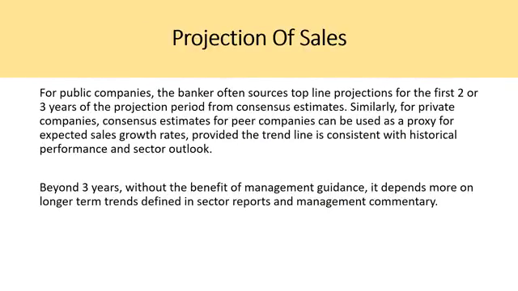Okay, so for public companies, the banker often sources top-line projections for the first 2 to 3 years of the projection period from consensus estimates. Similarly, for private companies, consensus estimates for peer companies can be used as a proxy for expected sales growth rates, provided the trend line is consistent with historical performance and sector outlook. Beyond 3 years, without the benefit of management guidance, it depends more on longer-term trends defined in sector reports and management commentary.